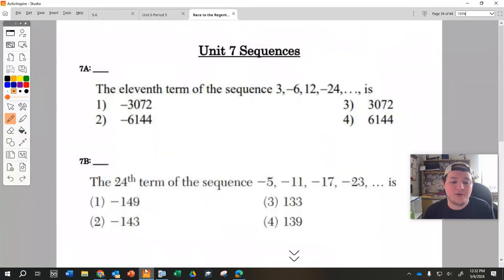Alrighty, so back to our question. The 11th term, why did they not just write the number 11? I don't know. Seeing if you can read. The 11th term of the sequence, a sequence is just a pattern, 3, -6, 12, -24, dot, dot, dot. You need to have an intuitive grip on what this pattern is. So really quickly, look at this pattern. 3, -6, 12, -24, mystery. What's the pattern? What's the rule?